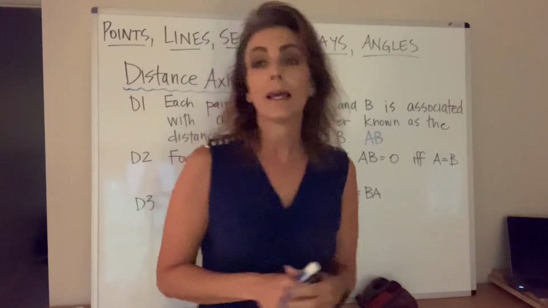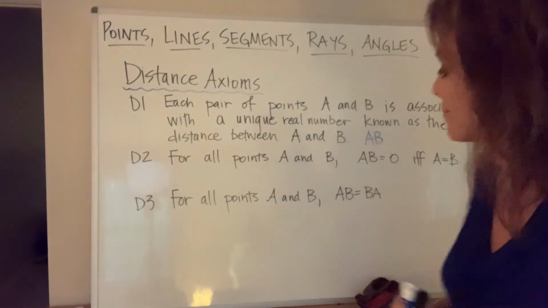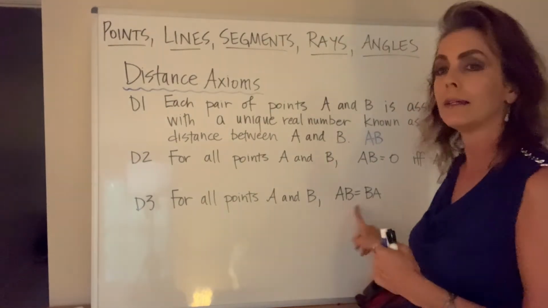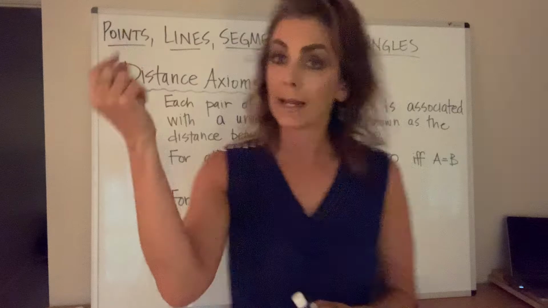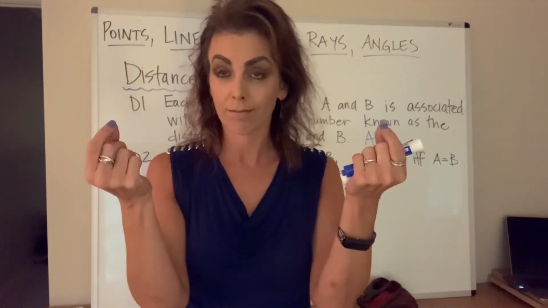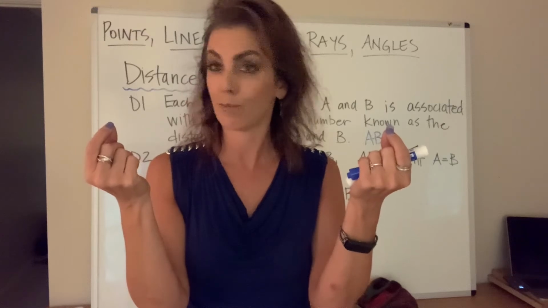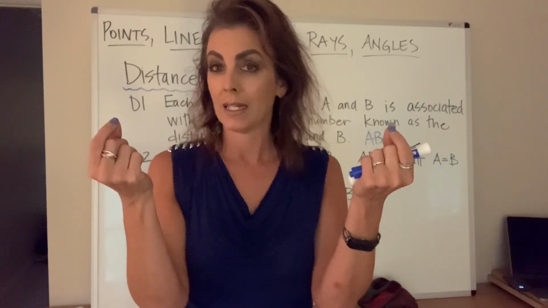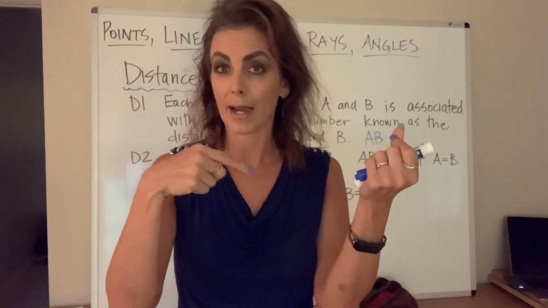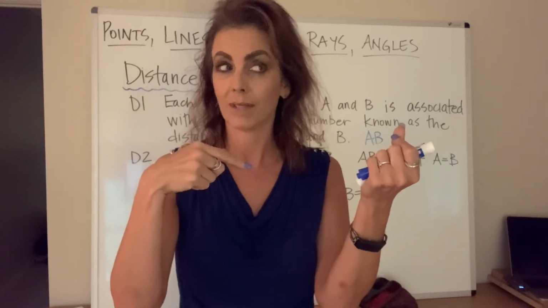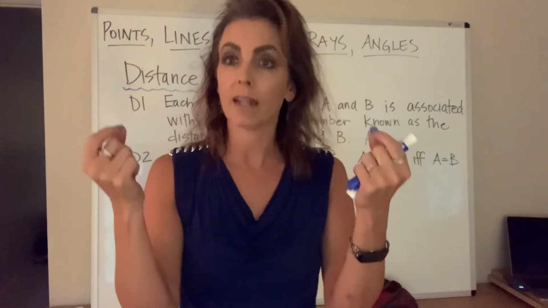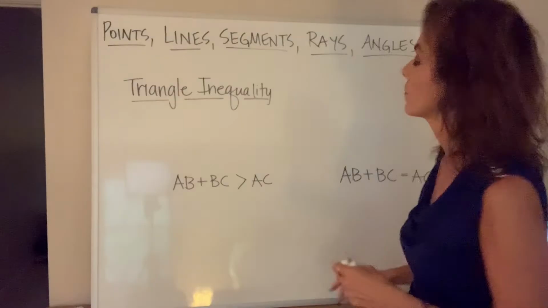All right. And then the last distance axiom, for all points A and B, AB is equal to BA. The distance between A and B is the same as the distance between B and A. That seems pretty obvious, right? If I go to Walmart, the distance is going to be the same if I come back from Walmart. Yeah, okay. All right, but let's just define that as one of the distance axioms.